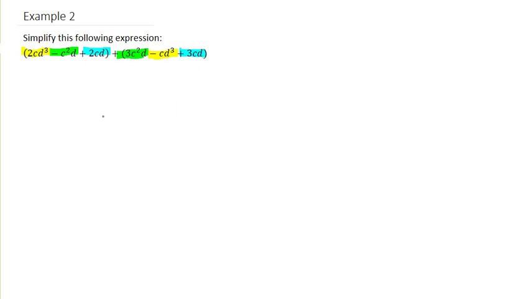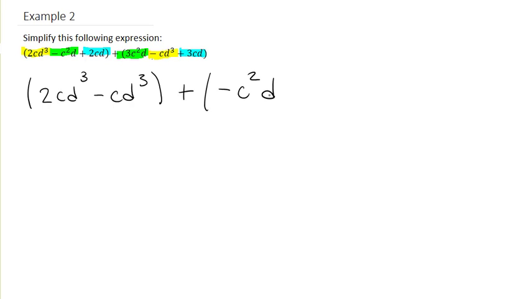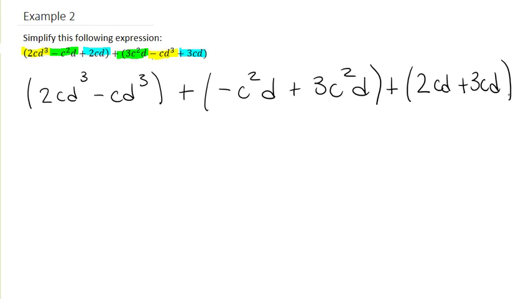So let's go ahead and rewrite this so we can look at it and combine. So we have 2c d to the third minus c d to the third, as we have minus there. So we'll keep as c d to the third. Next, let's combine minus c squared d plus 3c squared d. And then lastly, we will add 2cd plus 3cd. So now let's go ahead and add everything inside each parentheses.